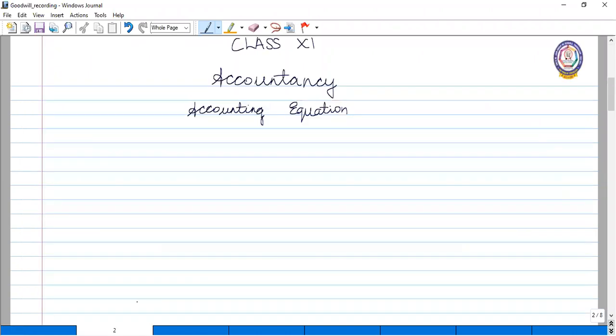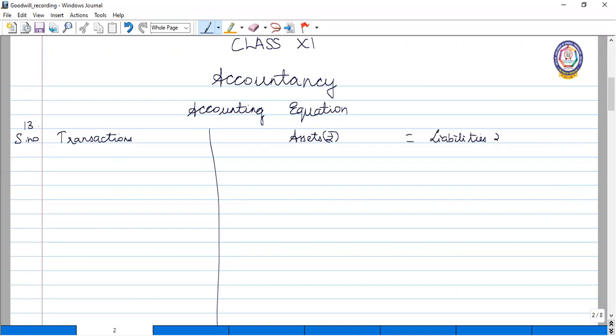Class 11, Accountancy, Accounting Equation. Now we are going to do sum number 13. First, we'll write the column heads. Assets in rupees, which should be equal to our liabilities and capital together.